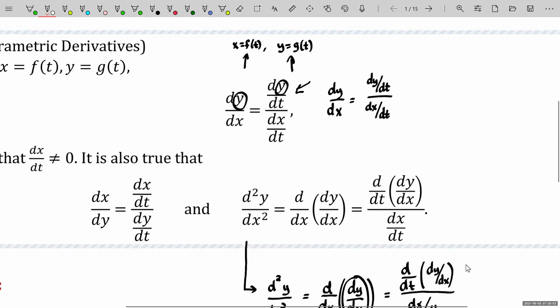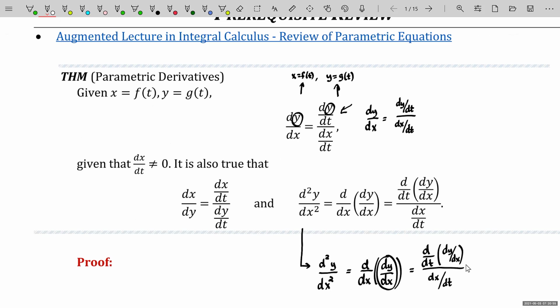Let me turn off the ding dongs. Ding dong, ding dong. There we go.